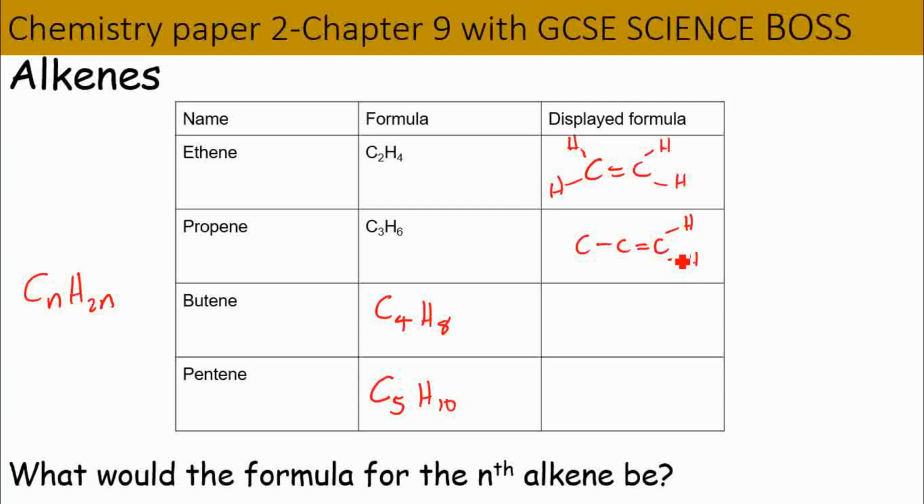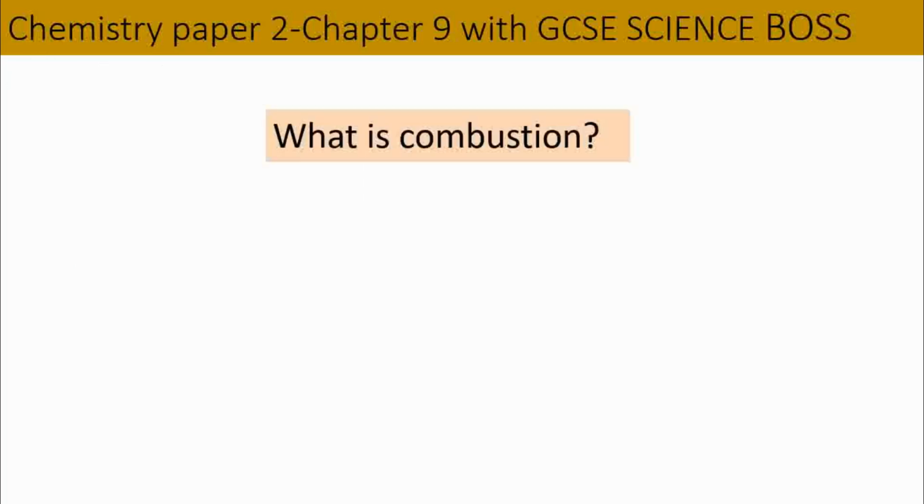So 1, 2, 3, 4, 1, 2, 3. This carbon is only allowed one. This carbon has one bond, therefore it's allowed 3 more. Each carbon is allowed 4 bonds, okay? Good. And I will let you try the last one for yourself, okay? So you can try drawing pentene for yourself, okay? So it is CnH2n. So that's alkenes versus alkanes, okay?